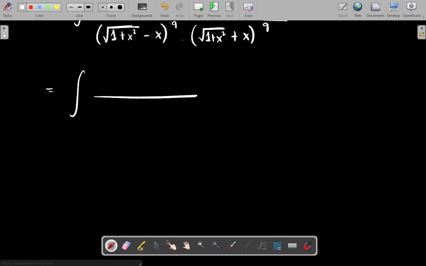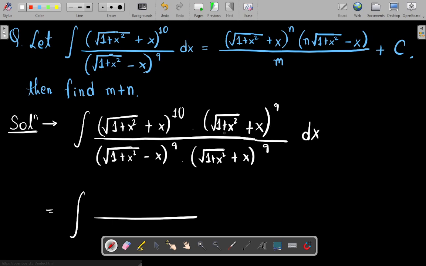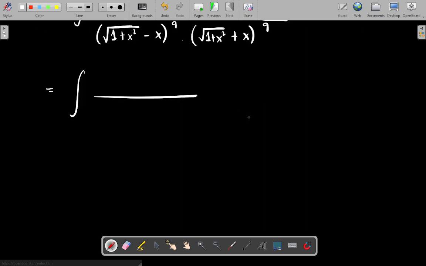So now we see these are exactly the same terms, right? This is a plus b to the power 10, this is a plus b to the power 9. So on multiplying this in the numerator, this becomes (square root of 1 plus x square plus x) whole to the power 10 plus 9, which is 19, right? And in the denominator this becomes (square root of 1 plus x square) whole square minus x whole square, right?